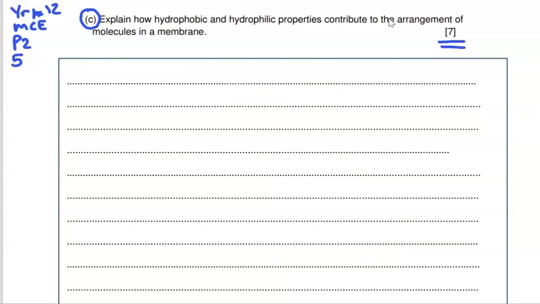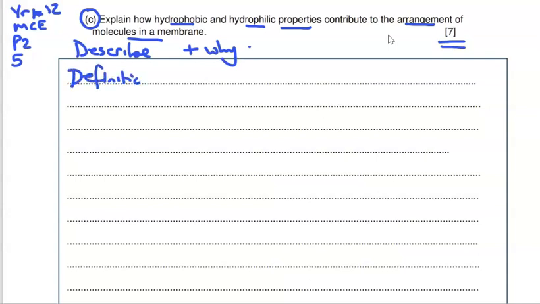So explain. With explain, we're looking to describe, and we're looking for a reason why, some theoretical reasoning, and it's to do with the hydrophobic and hydrophilic properties that contribute to the arrangement of the molecules in the membrane. Now, I'm sure you're already thinking about what the arrangement of the molecules in the membranes are, but let's begin our answer by stating or giving definitions of hydrophobic and hydrophilic.